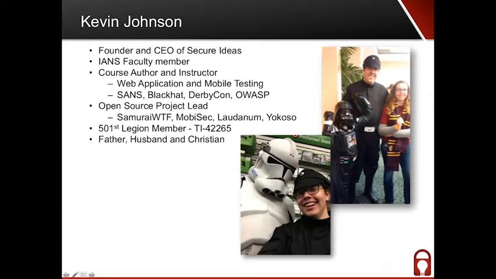For the people who don't know, I'm the founder and CEO of Secure Ideas. I'm an IANS faculty member. IANS is a good organization. I enjoy working with them. They do the decision support, they do consulting, stuff like that. I'm also a course author and instructor. We do a lot of training, which is good. As a matter of fact, we just, about 20 minutes ago, made the decision that we're about to schedule a public class in Jacksonville on web pen testing.